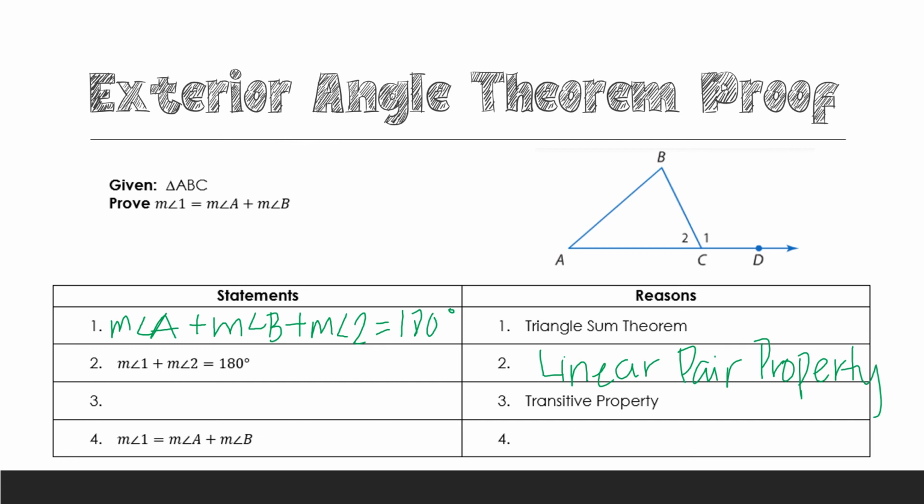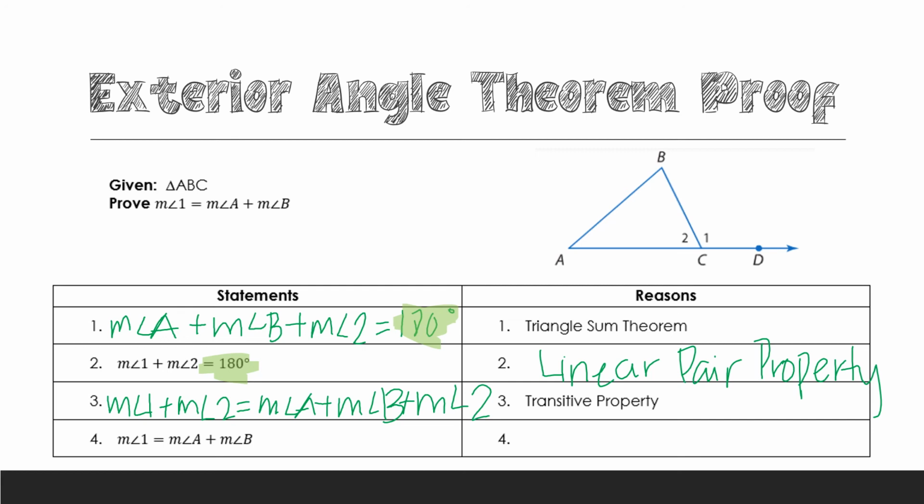So what I notice here is I have two things that both equal the same. So if you have two things that both equal 180, that means they must be equivalent to one another. So I know, and this is going to be kind of long, measure of angle 1 plus the measure of angle 2 has to equal the measure of angle A plus the measure of angle B plus the measure of angle 2 by the transitive property.